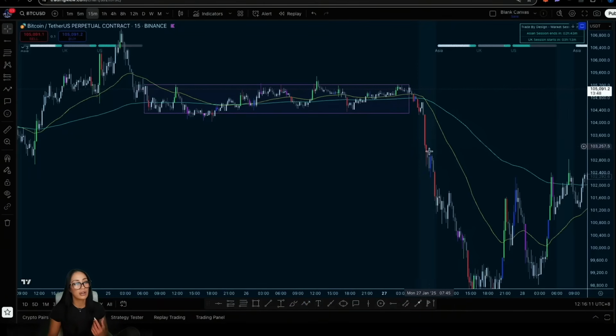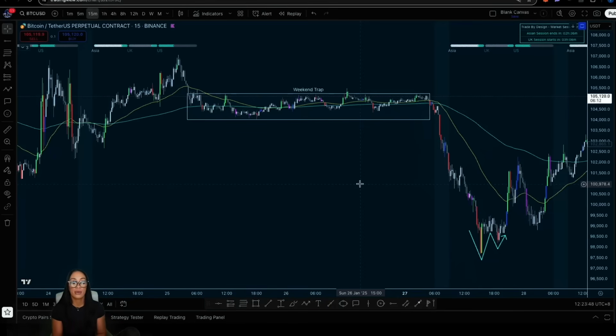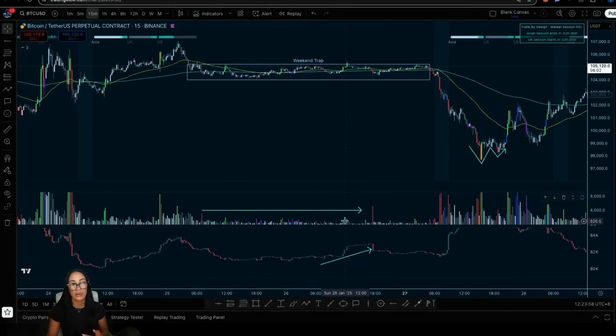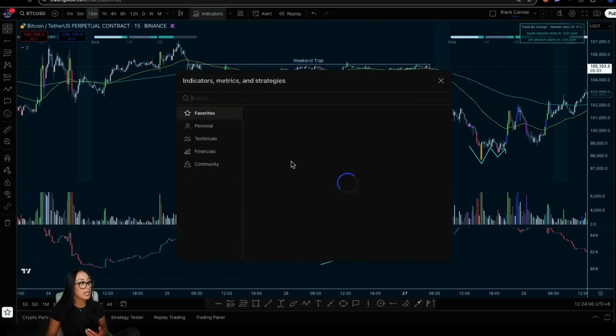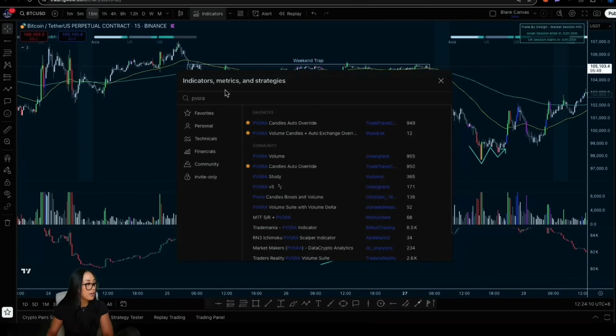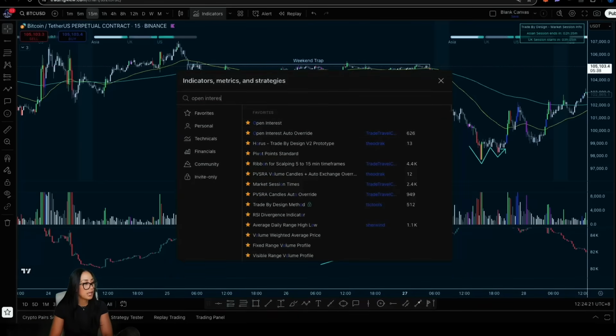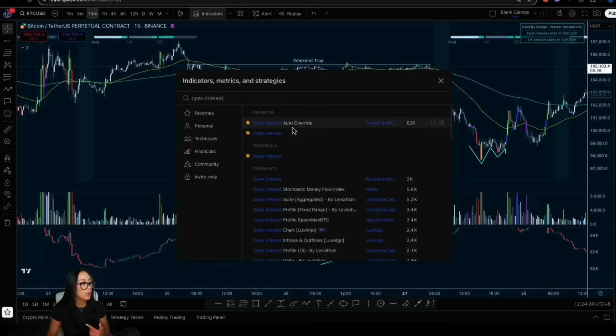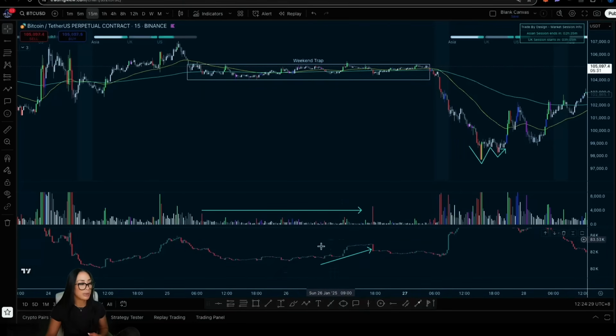So how can we get in on a breakout like this before it happens? There are 2 indicators that are going to help you immensely in anticipating the breakout. Those 2 indicators are open interest and volume. You can use the standard volume, however we use the PVSRA. If you don't yet have these 2 indicators, head up to indicators, type in PVSRA, candles auto override by Trade Travel Chill, and the open interest indicator is open interest auto override by Trade Travel Chill. Add both of these to your chart and they will show up down the bottom here.